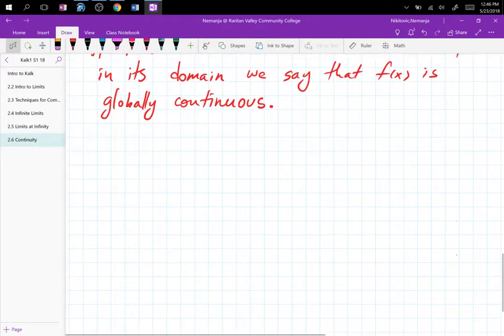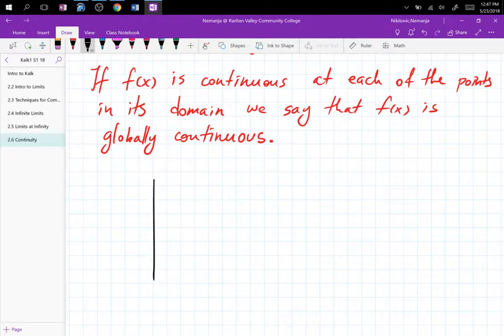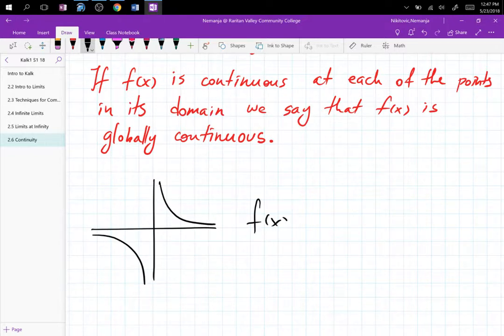But before we go and look at those theorems, I have another thing that will make this story more interesting. Function is continuous at the point. Function is globally continuous. Function is discontinuous. But then, function is piecewise continuous as well. Let me give you an example. We can go and test, let's say, 1 over x. f of x equals 1 over x.